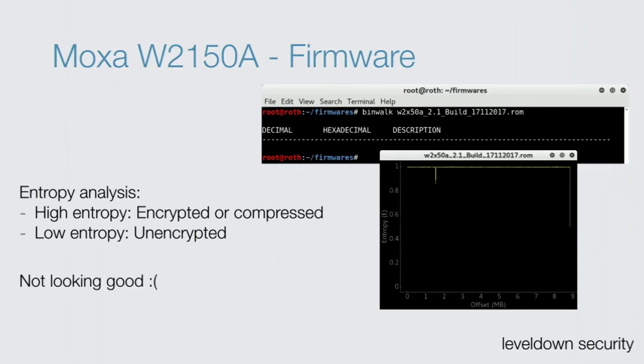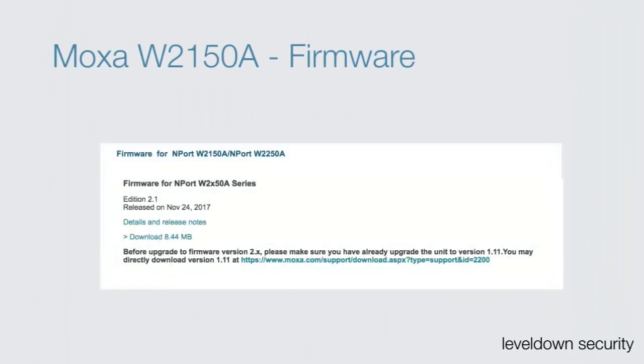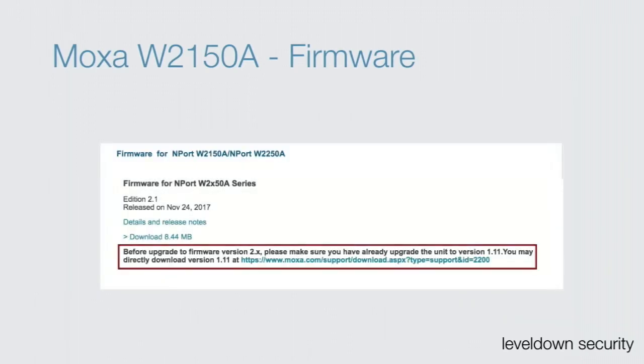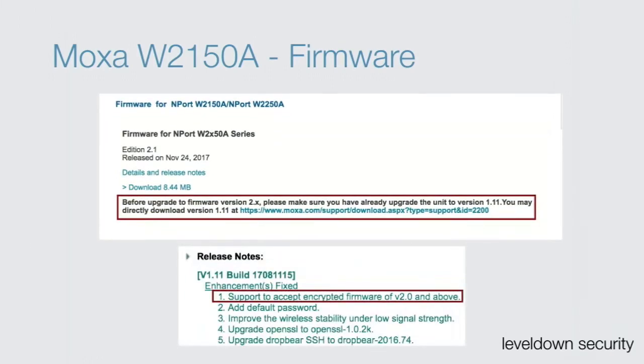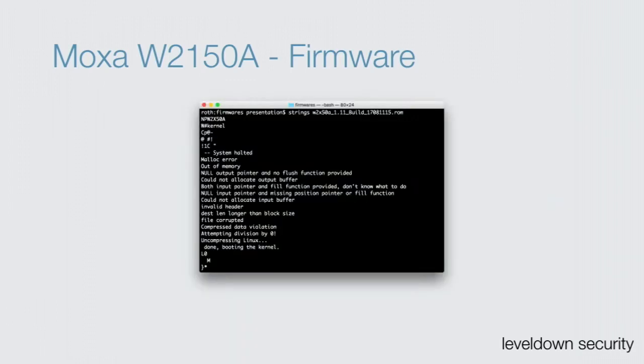But then I remembered that when I downloaded the firmware, there was a small note on the bottom of the site, which basically said, before upgrade to firmware version 2.x, please make sure you have already upgraded the unit to version 1.11. And if we go to this download link, you see that in the changelog, they actually introduce the support for encrypted firmware. And so I decided to download this older image, and sure enough, if we run strings on it, you can see it's fully unencrypted and we can use it for analysis.